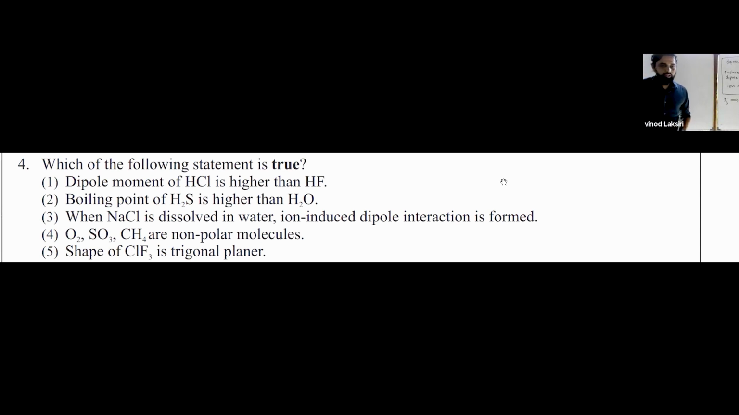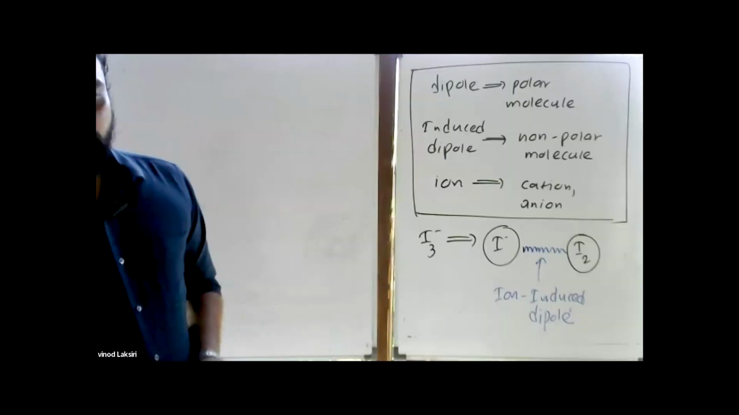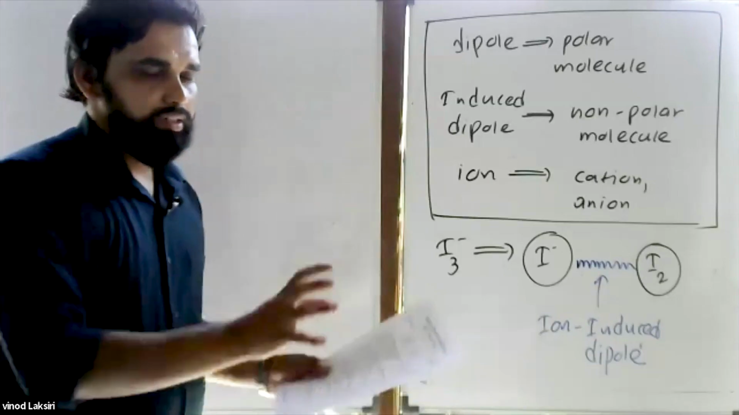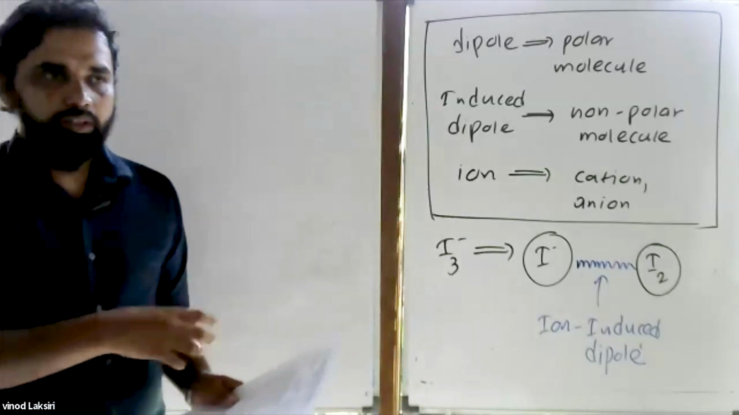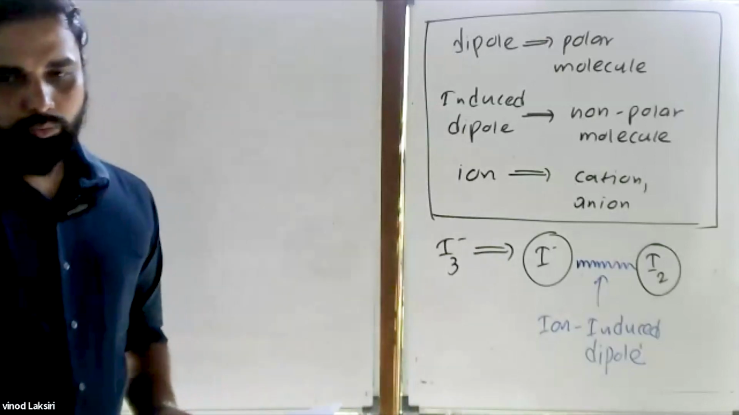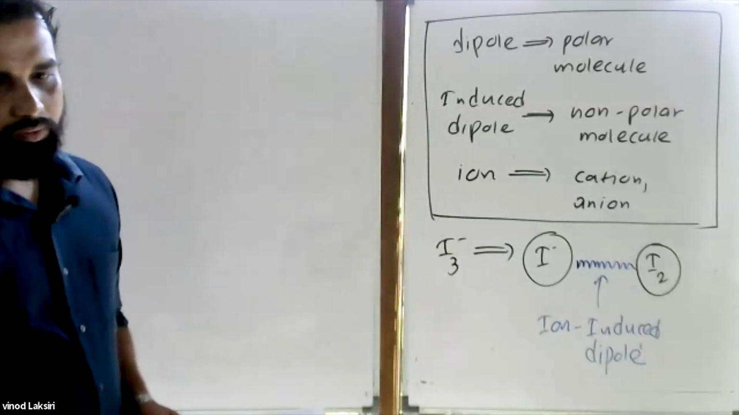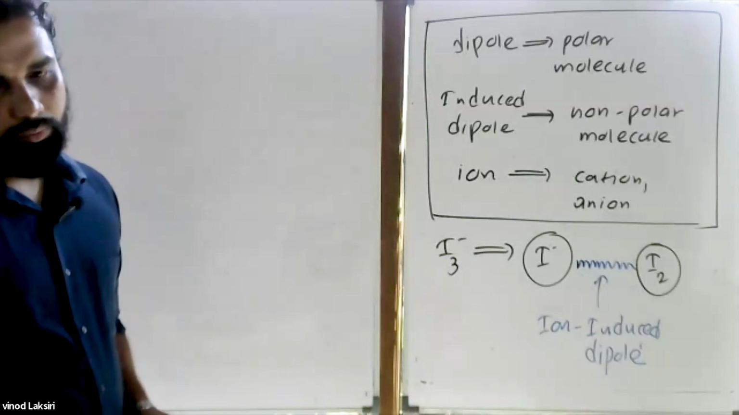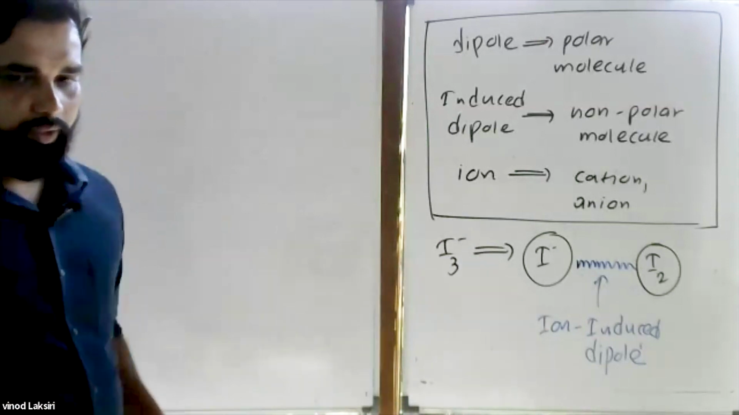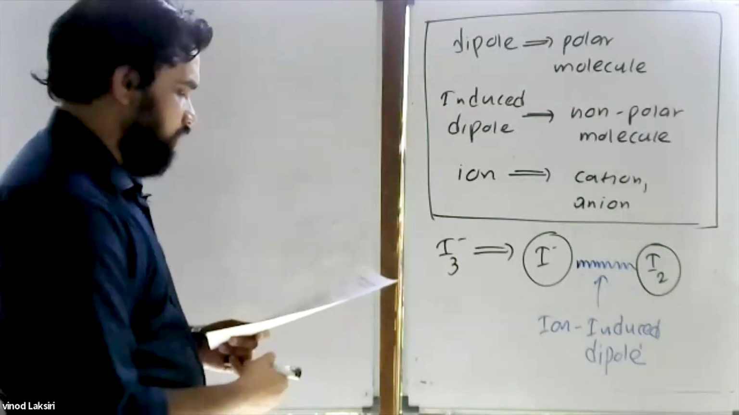O2, SO3, CH4 are non-polar molecules, right? So we have to consider what the meaning of a non-polar molecule is. A molecule having zero dipole moment, right? And a polar molecule has some dipole moment. In a polar molecule, the dipole moment is not zero. That is simple here, right?